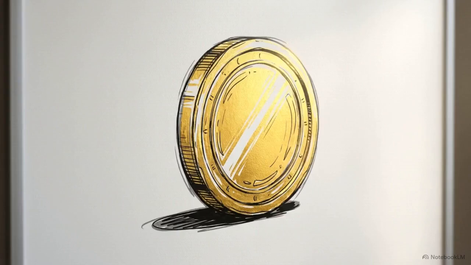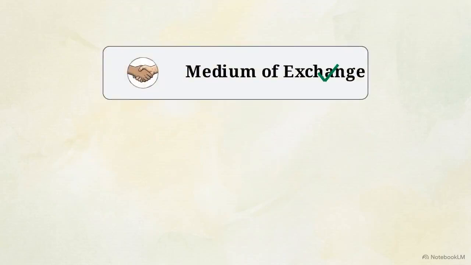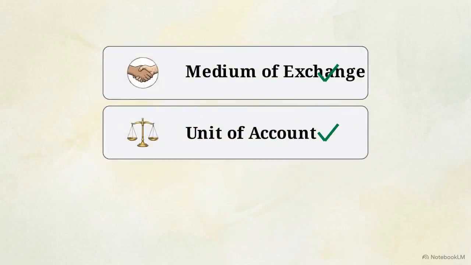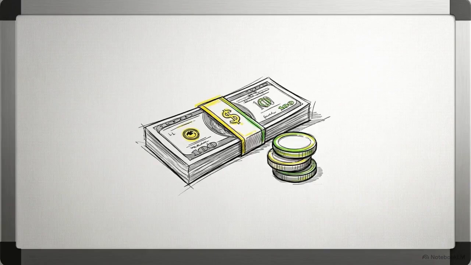Money was developed to solve this specific problem. It acts as a universal middleman, removing the friction of the barter system and allowing trade to happen instantly. Broadly defined, money is anything that is widely accepted for exchange, provides a standard of measurement, and holds its value over time. We see this most clearly in currency, which is money in physical circulation.